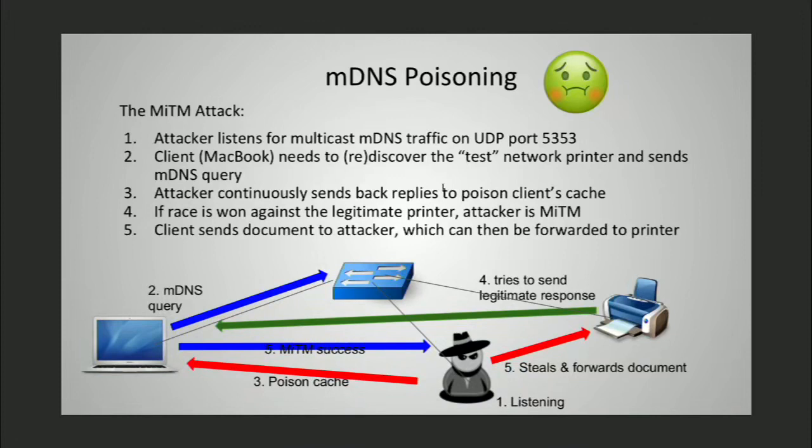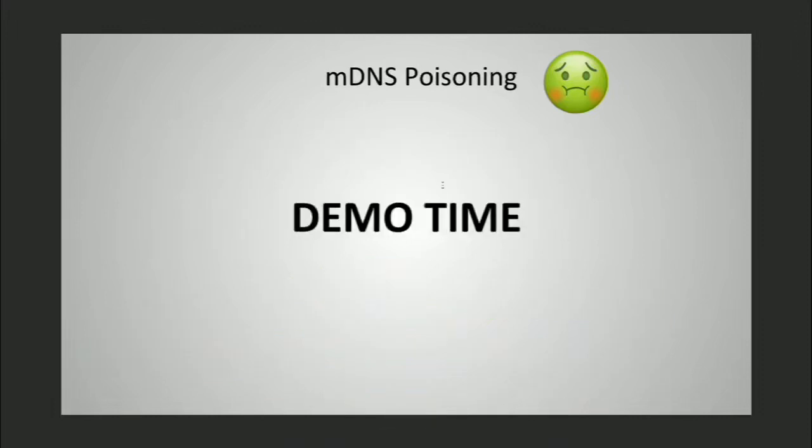And if we can win this race condition, which is really easy to do if we have already started eliciting responses before even the client has asked, by sacrificing a bit more traffic on the network. So if we can win this race, or we just flood the network with a lot of MDNS replies, then we are basically positioned in such a way that the victim will send the print job to us, and then we can steal the document and forward it to the actual printer, so that the victim doesn't know anything about it. And I have a demo for that.